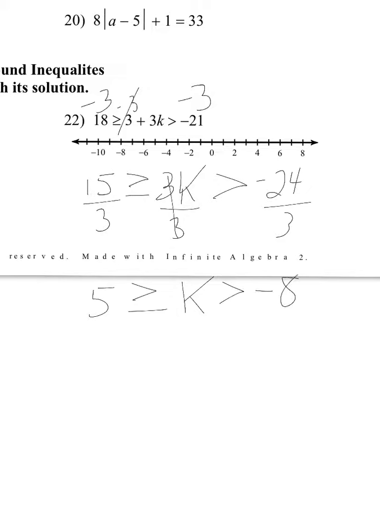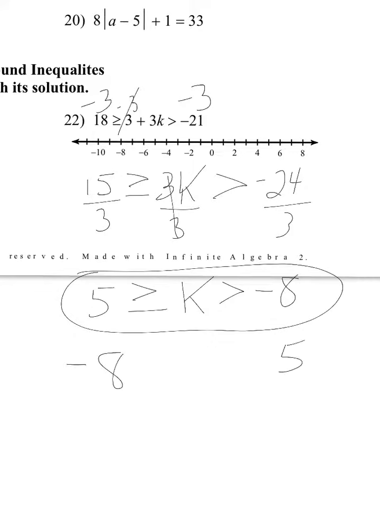Now, typically when we write these, we like to go from smallest to biggest, left to right. This would be okay to write the solution this way. If you notice, negative 8 is smaller than 5, so this would be equivalent to that. We put the negative 8 on the left, we put the 5 over here because we're going smallest to biggest, left to right. We put our k in the middle.